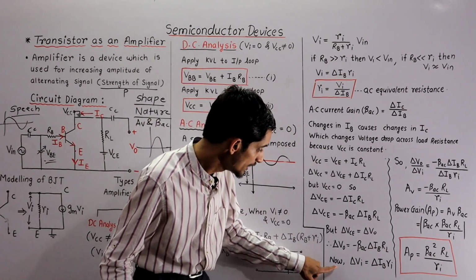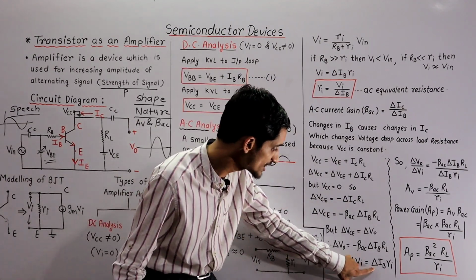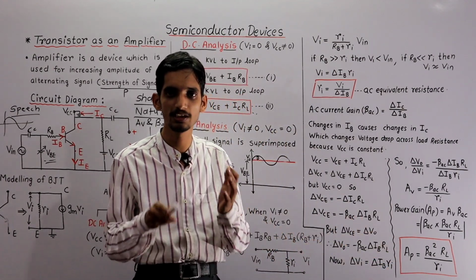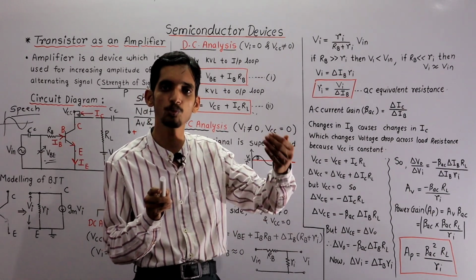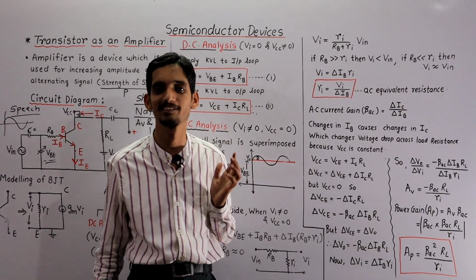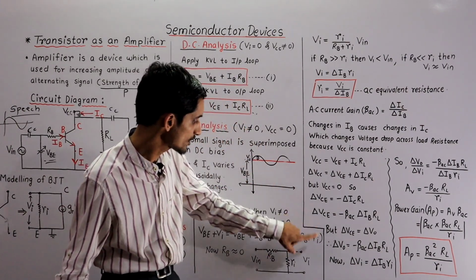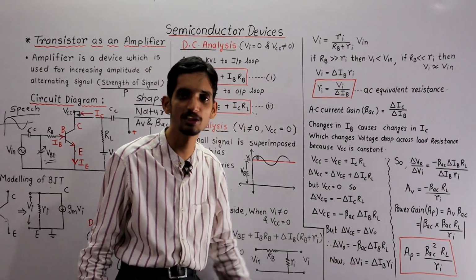Okay, now the change in the input, delta Vi is delta IB into Ri, because as input current changes, input voltage changes. Why am I taking only the Ri? Because AC equivalent resistance, RB has been neglected. Now we are ready with what? Change in output and change in input.